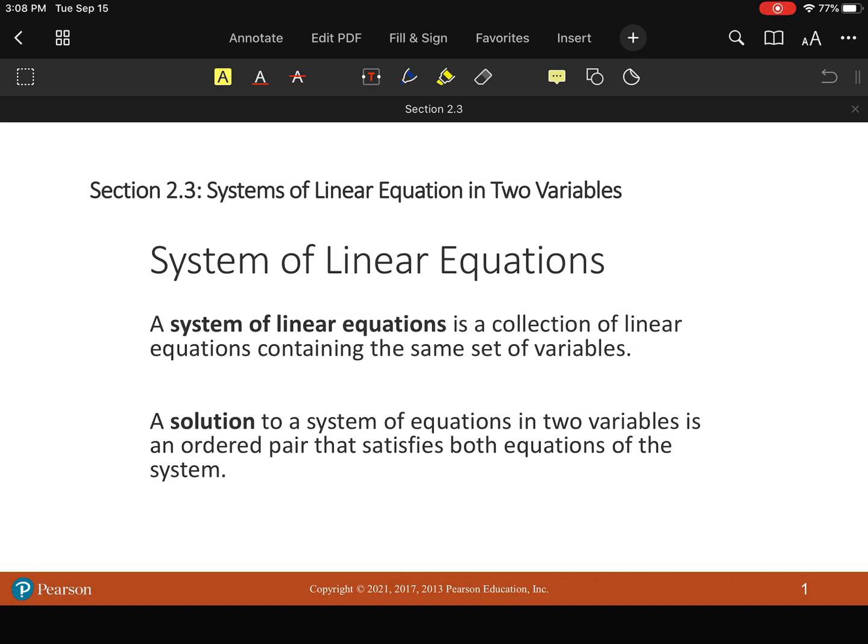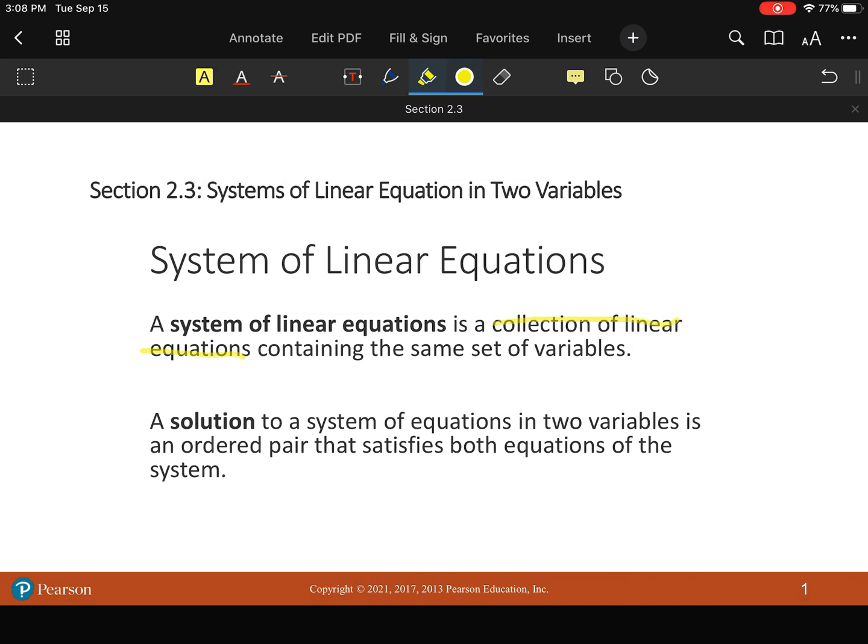We're going to deal with what's called systems of linear equations in two variables. And a system of linear equations is exactly what this definition says. It's a collection of linear equations containing the same set of variables. Now that can be two equations, three equations, four equations. You can have really an infinite number of equations within your system.